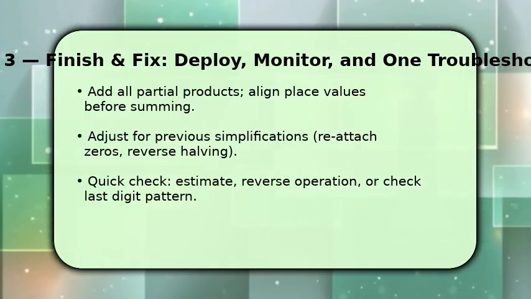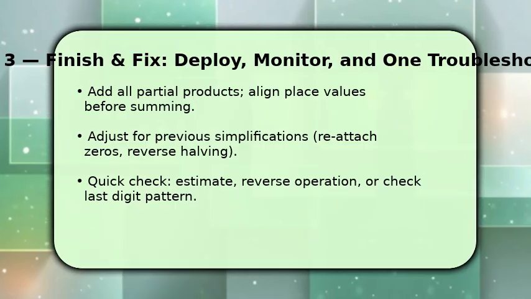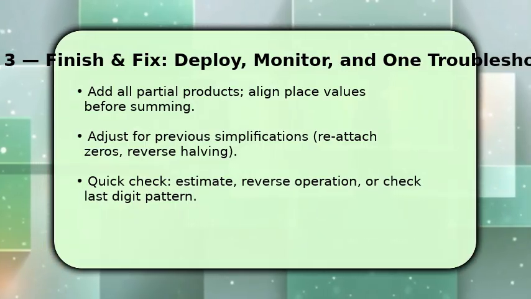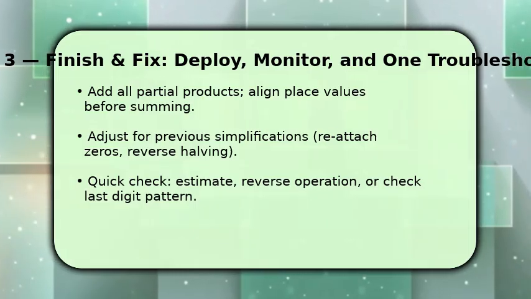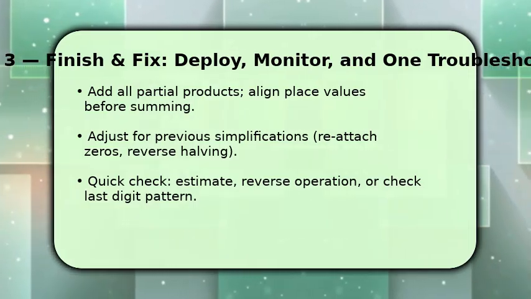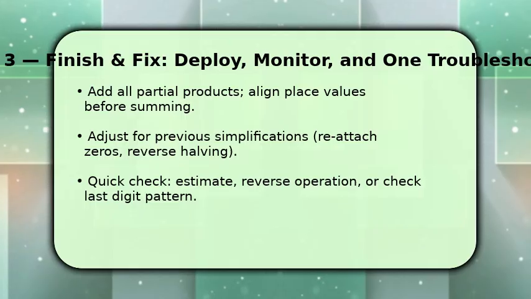Then verify your result, compare it to your rough estimate, use a reverse division check, or check the last digit pattern for a sanity check. If things go wrong, rework the single problematic chunk and resum. Small fixes usually resolve the error.